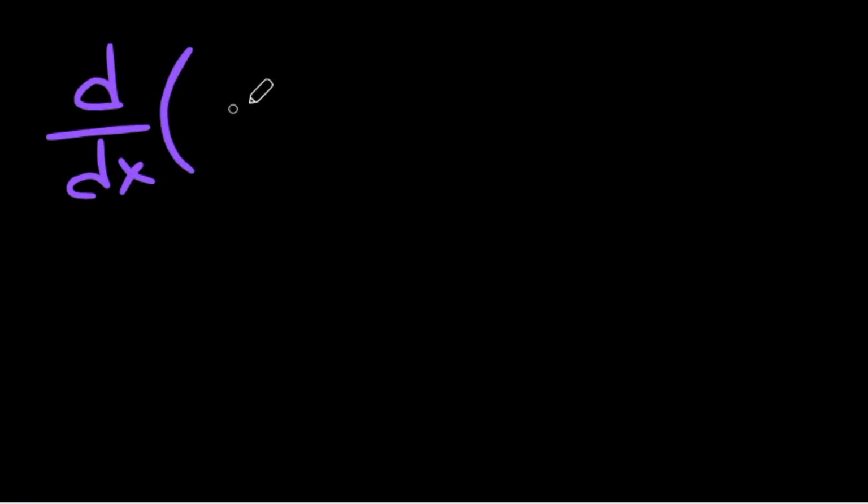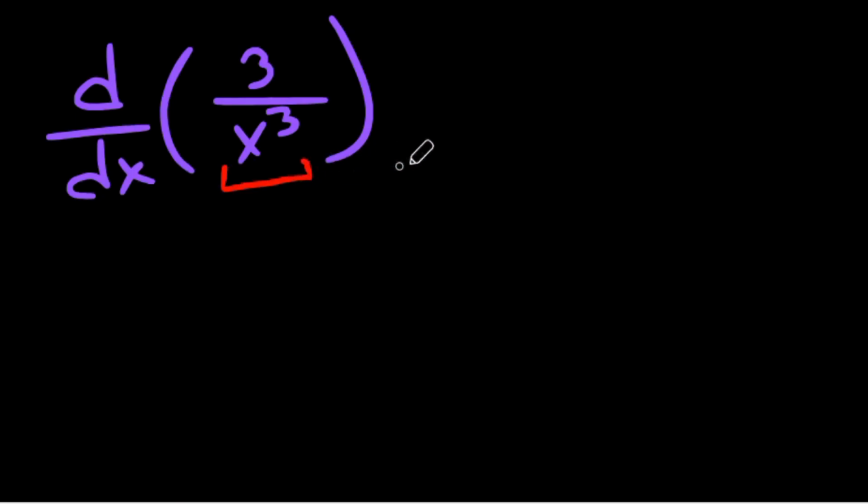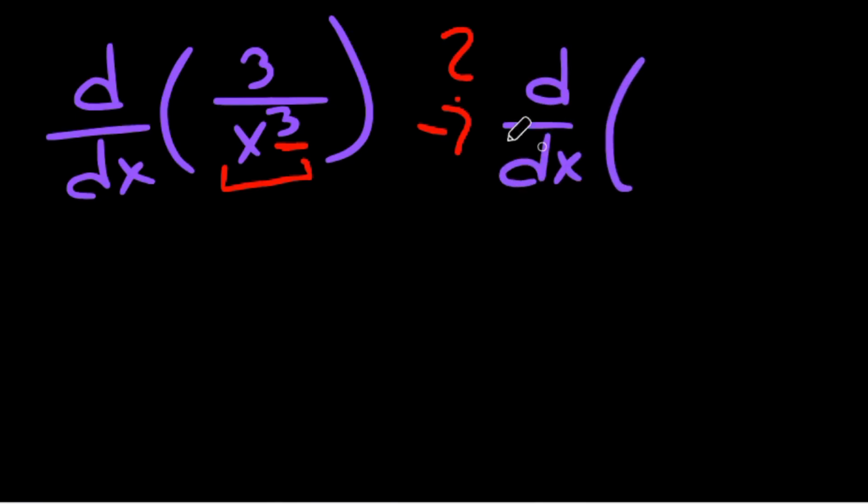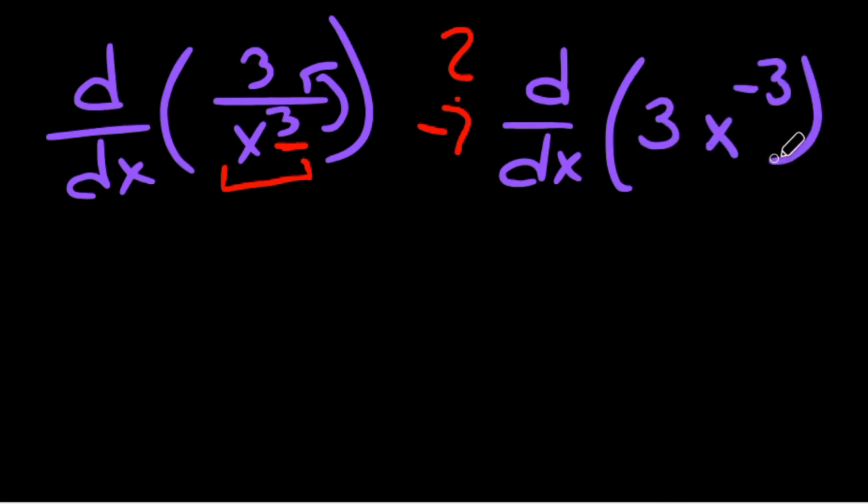So here's a really important topic that you need to know. Let's say, for example, I am differentiating 3 over x cubed. Now, how am I going to differentiate this? The x is on the bottom here. So how will I go about approaching this? Well, we can actually turn this exponent into a negative exponent. So we raise this up here, and this is going to be the derivative of 3x to the negative third power.